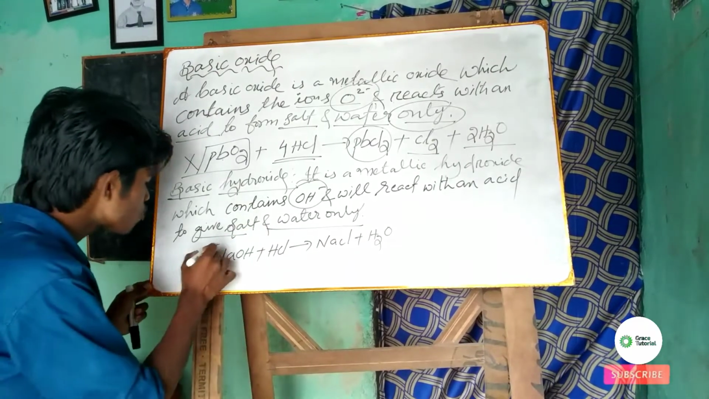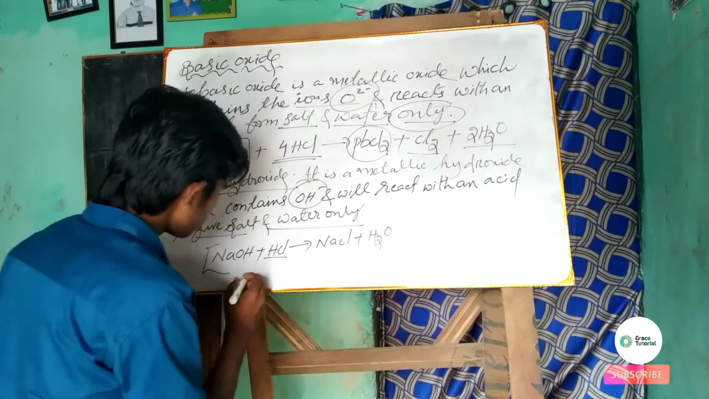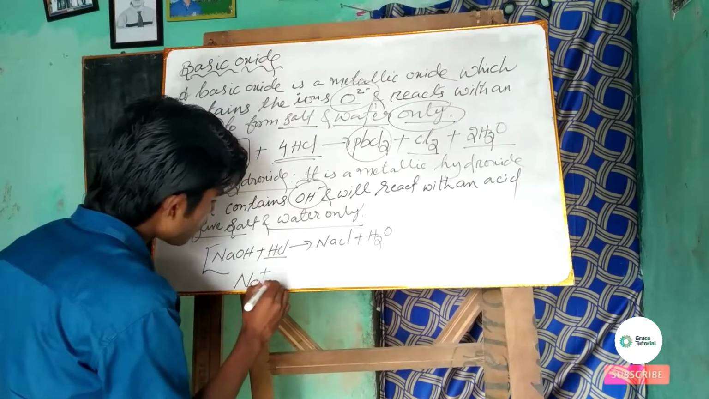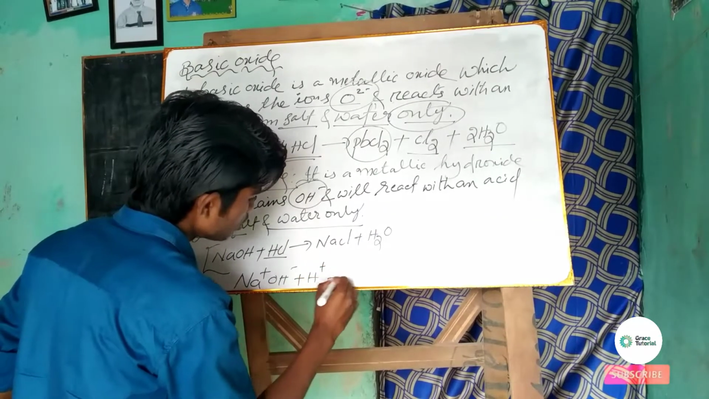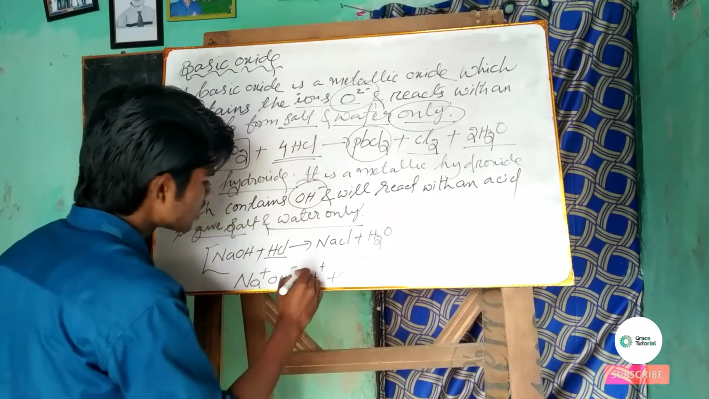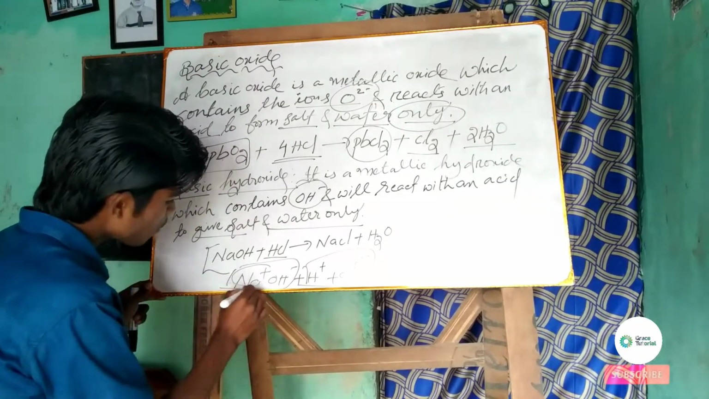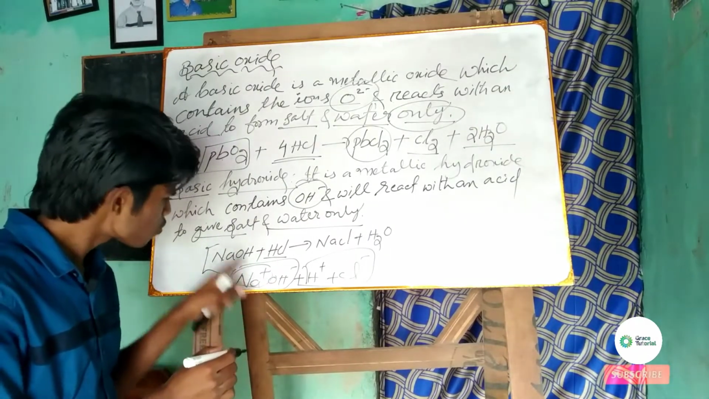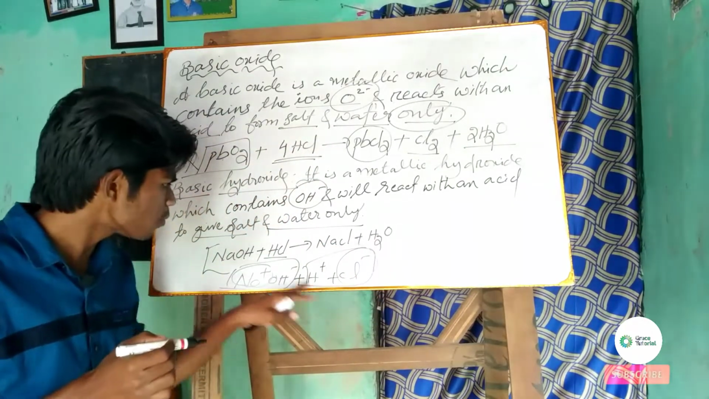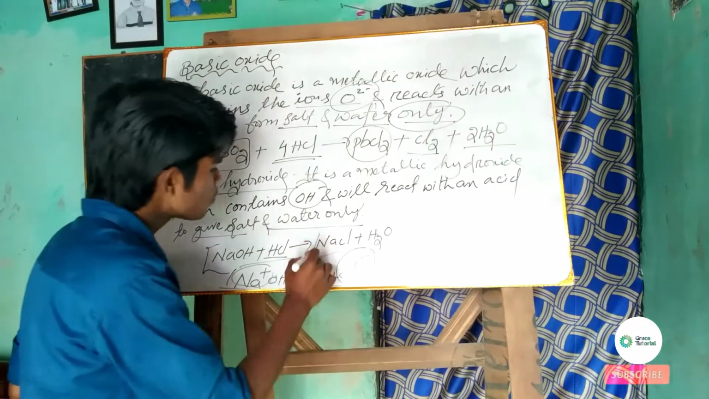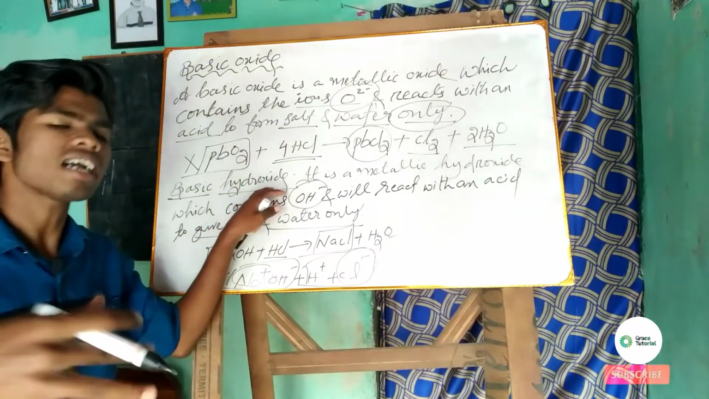For example, we have sodium hydroxide. When the sodium hydroxide reacts with HCl, the positively charged sodium ion from the sodium hydroxide reacts with the negatively charged Cl minus ion from the HCl to give sodium chloride with the liberation of the water molecule. So this is all about the basic hydroxide.